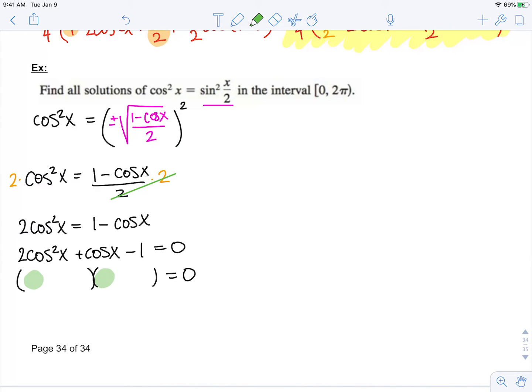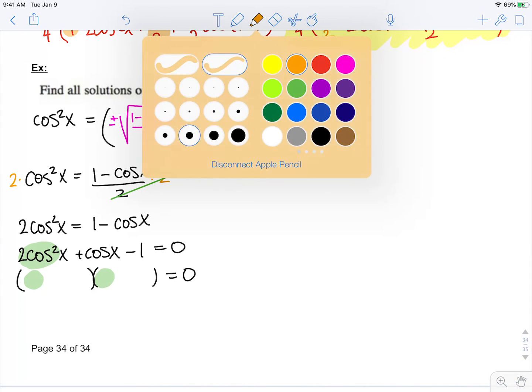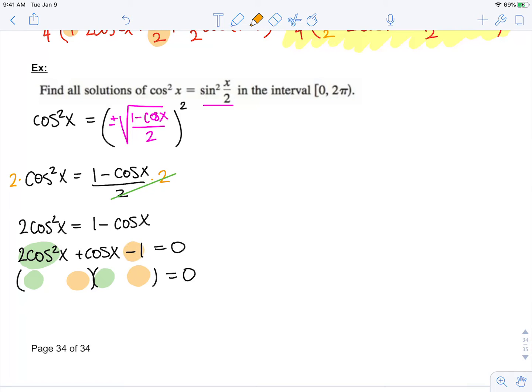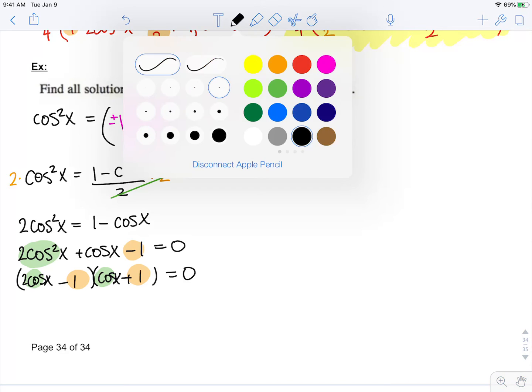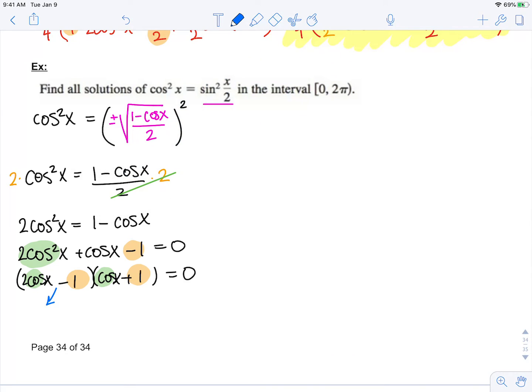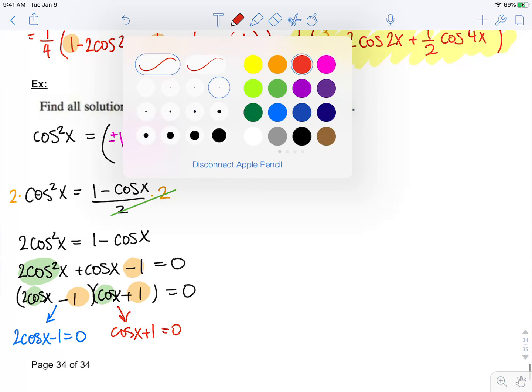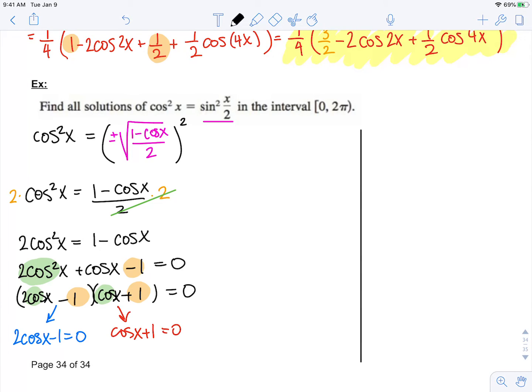These first two terms have to multiply to make 2 cosine squared x. These two need to multiply to make negative 1. So that is 2 cosine x and cosine x. And this will be minus 1 and plus 1. So zero product property tells us 2 cosine x minus 1 equals 0, or cosine x plus 1 equals 0. So now I will solve both of these here.